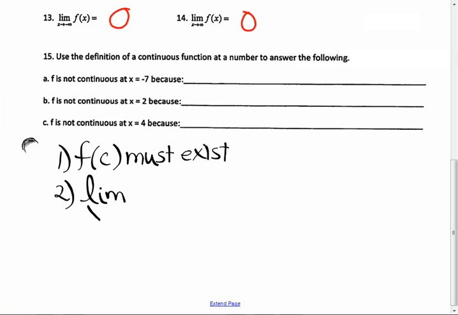Okay? What else has to be true? The limit as x approaches c must exist. Because you are going to be given problems. You're going to have to do some algebra. They're not going to be pictures. You're going to do the algebra, and you're going to tell me why it's not continuous, or if it is continuous, why it is continuous. Because remember, all polynomials are continuous. All rational functions are continuous, except when the denominator is 0. What's the third one?